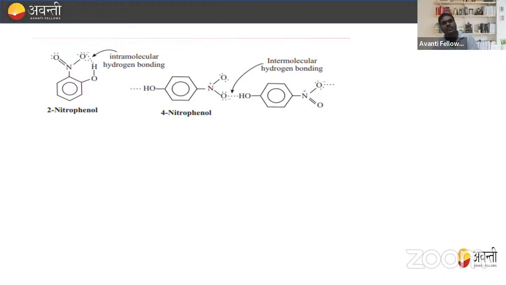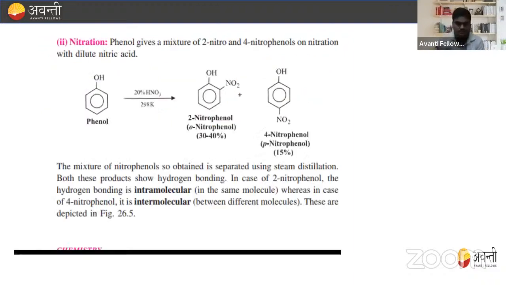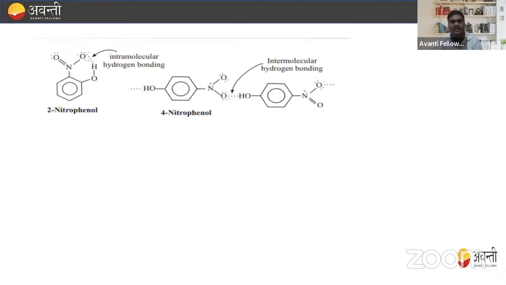Now, in case of 4-nitrophenol, we have intermolecular hydrogen bonding, right? Like how? This takes place between the NO2 and the OH of another phenol molecule. So intermolecular hydrogen bonding takes place in case of 4-nitrophenol, right?